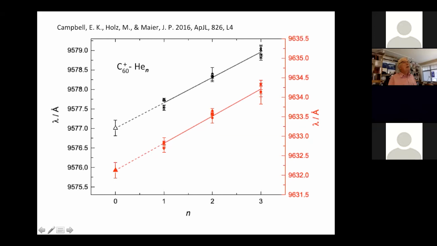And as you can see, as one increases the number of helium atoms attached to the surface of the C60 plus, so the wavelengths increase. And extrapolating to a value of n equals 0 now returns to values which do coincide with the astronomical ones. So not only that, there was a re-observation of the C60 plus, which gave much better values for the relative intensities of the diffuse features.